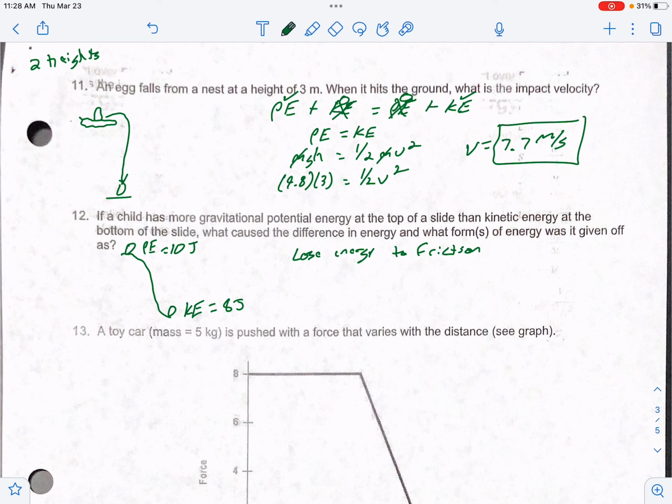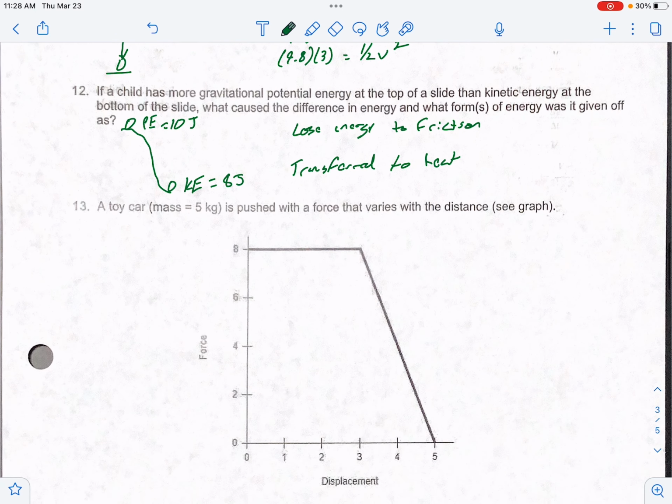Okay, so friction is causing that loss of energy. Now, energy is not just disappearing completely. What it's doing is it's being transferred to heat. So when you slide down something that has a lot of friction, you can feel that heat, okay, as it's trying to stop you. So all it was, that 2 joules was just transferred to heat through friction.